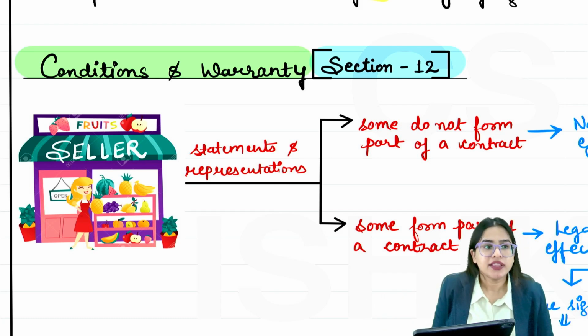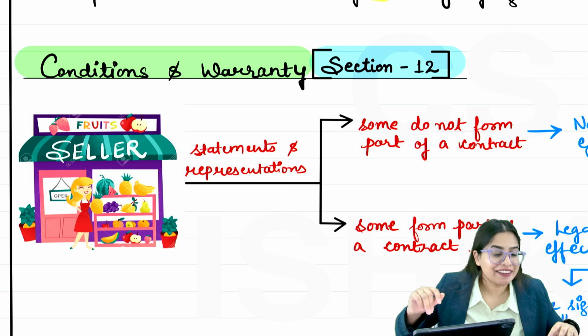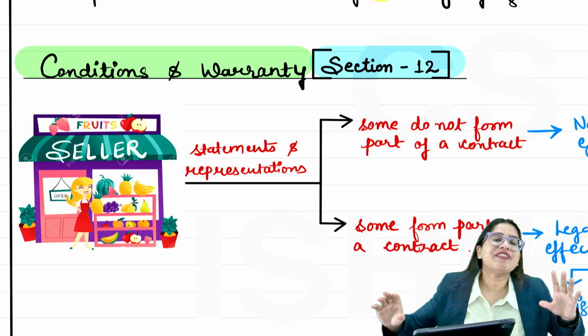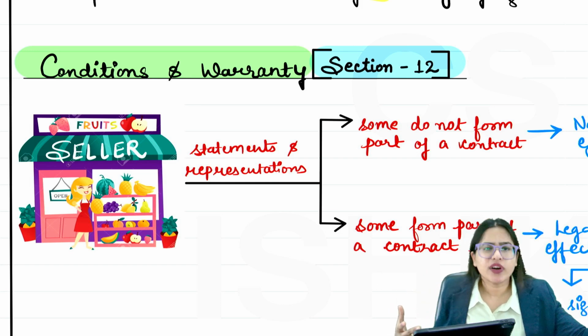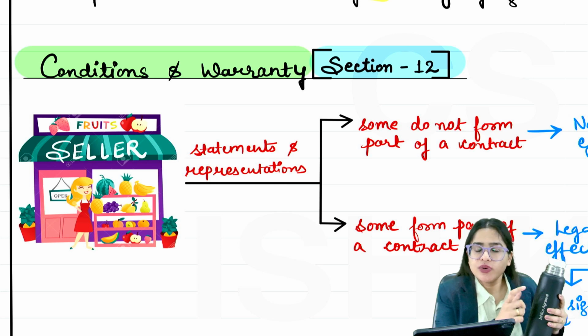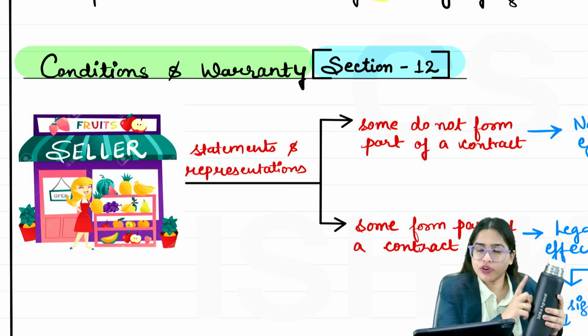Is it important that those statements should be true? What if I'm just faking? Faking means, this is my slang, what if I'm lying? What if I'm just lying to sell this product? What if this bottle cannot keep hot water hot for 24 hours and cannot keep cold water cold for 24 hours?